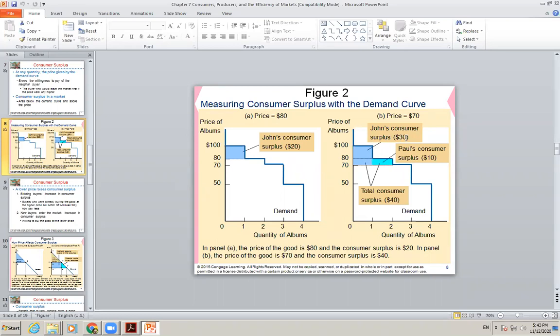is $30, but Paul's consumer surplus will be just $10, because Paul was willing to pay $80, but the price is $70. So the willingness to pay is $80 and the actual price paid is $70. The difference, $10, is Paul's consumer surplus. And the total consumer surplus is equal to $40.